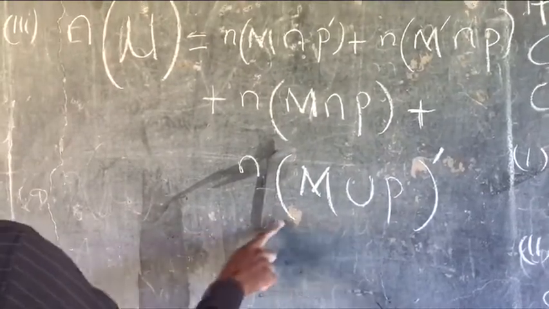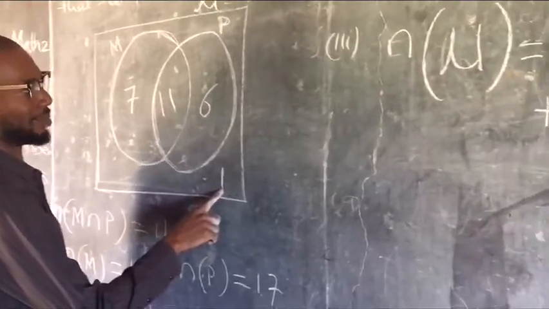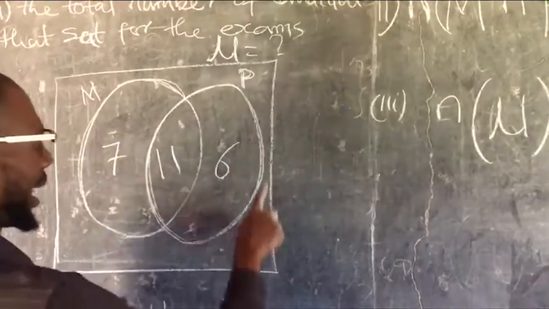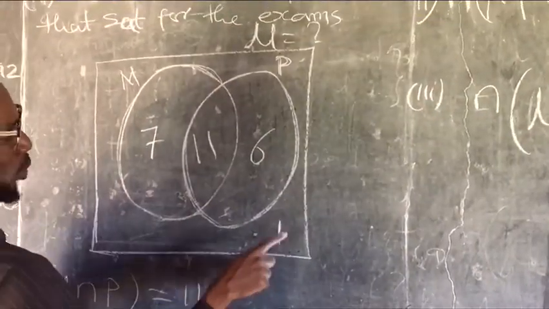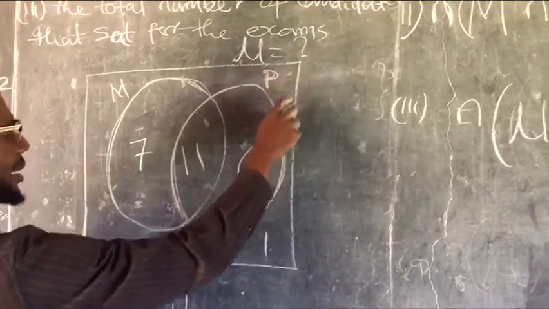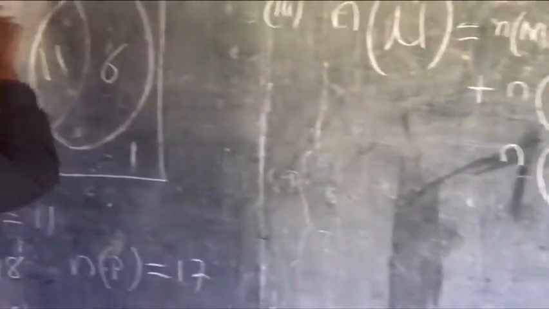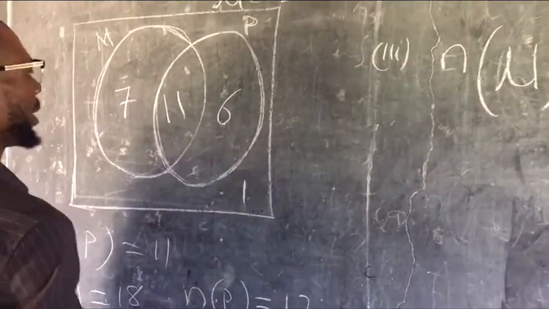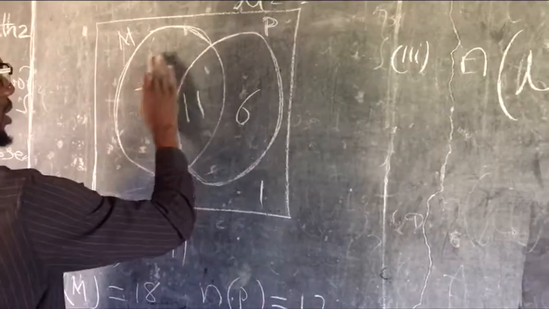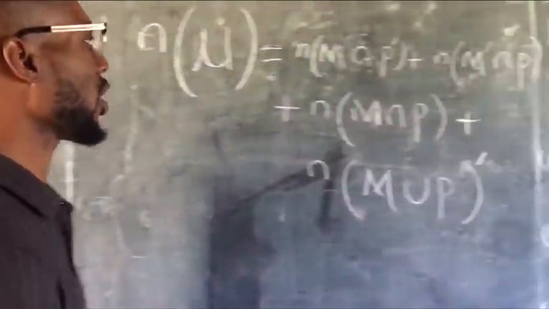Now, we don't know this one, but the question says one candidate did not pass the exams. So we had this one candidate who did not pass the exam. You might follow that to make our total number of people within my set. We represent elements outside these two sets as M union P complement, because everything inside the circle is M union P. So everything outside the circle will be M union P complement.